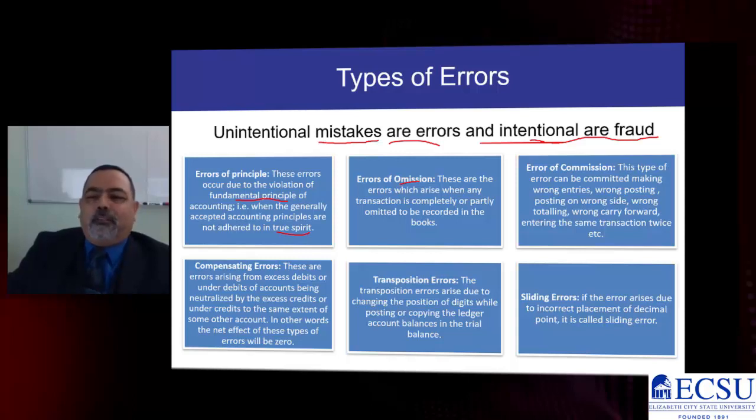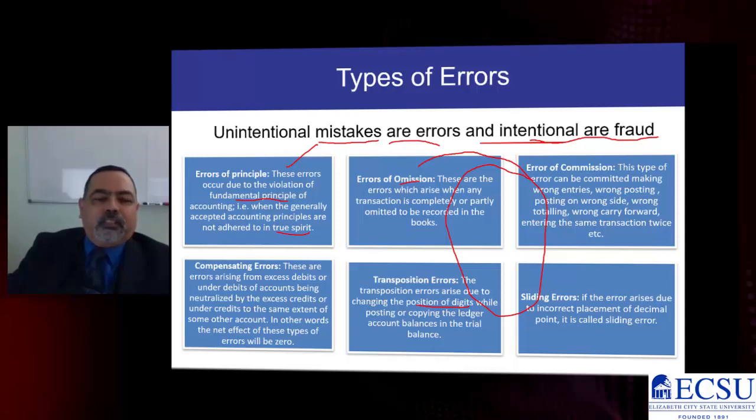Error of commission could be that you have committed errors by making wrong entries, wrong posting, posting on the wrong side, wrong totaling, or a wrong carry forward, or you have entered the same transaction two times. These errors are basically clerical errors. Another clerical error is the transposition error. The error is made because you have changed the position of the digits while posting or copying. A sliding error arises due to incorrect placement of the decimal point.